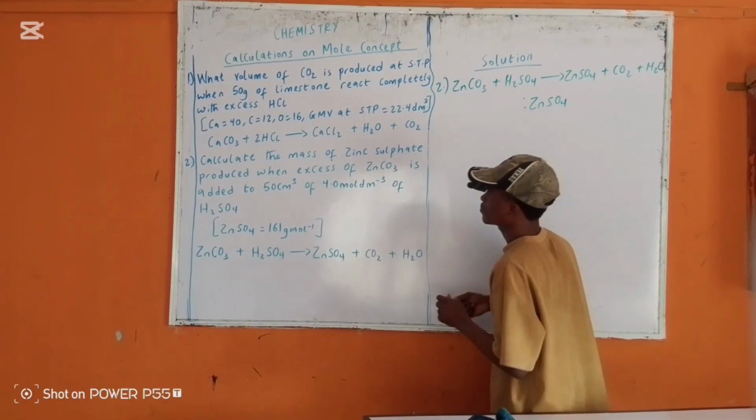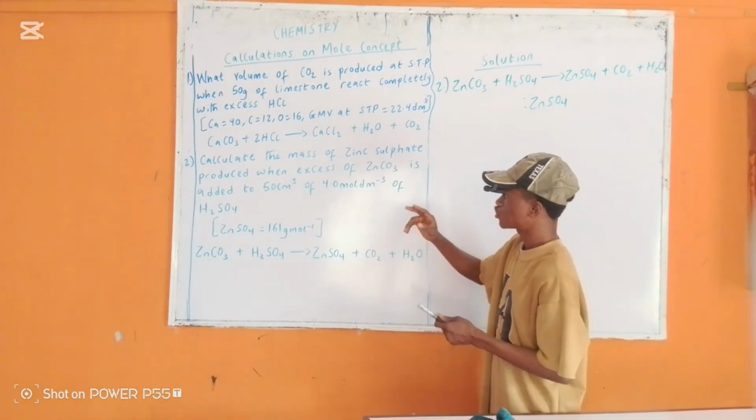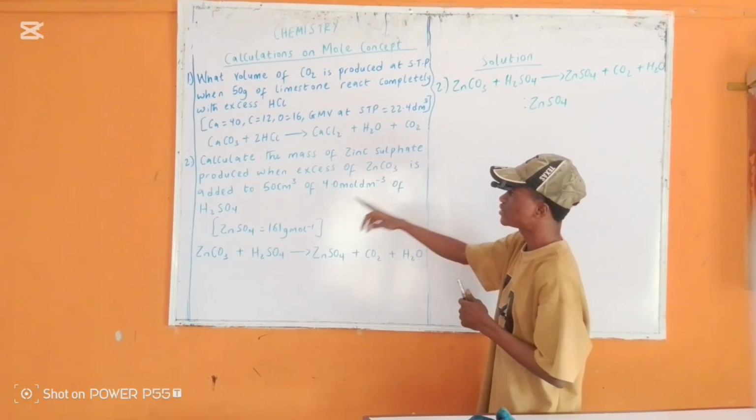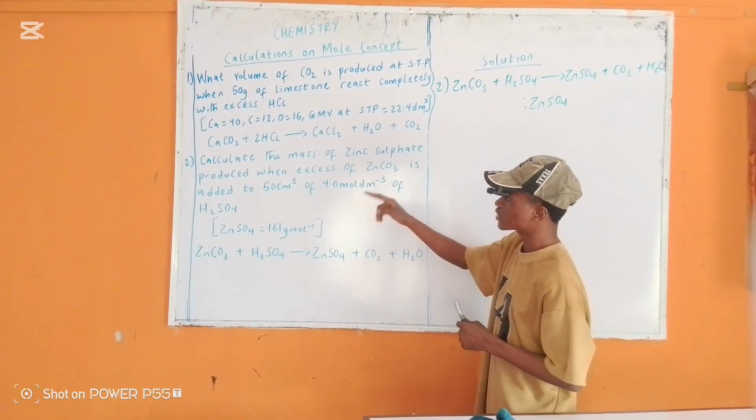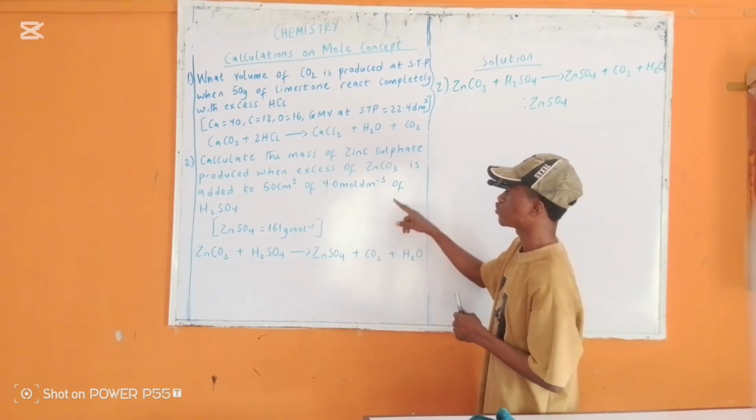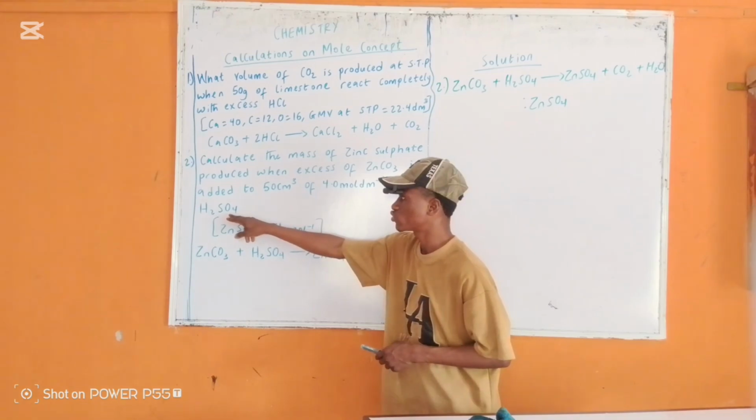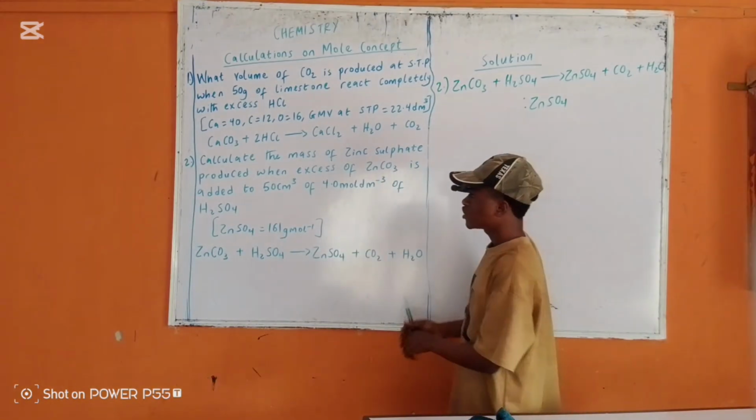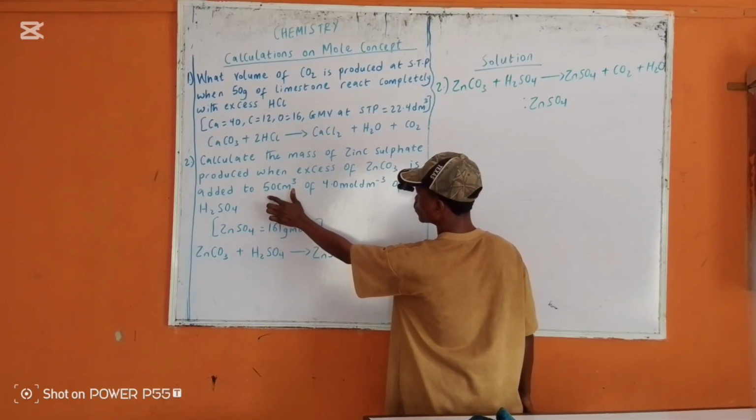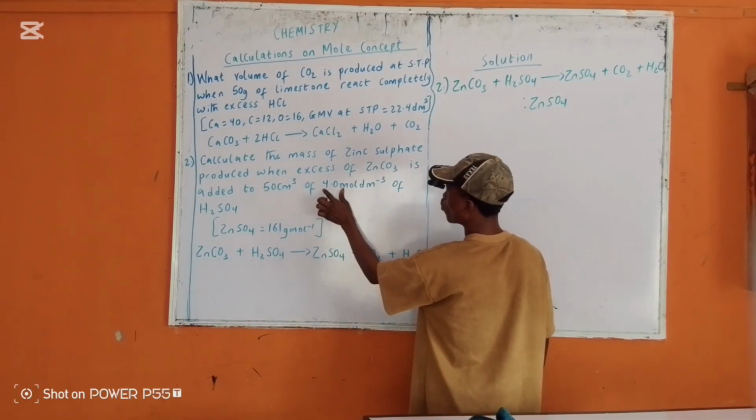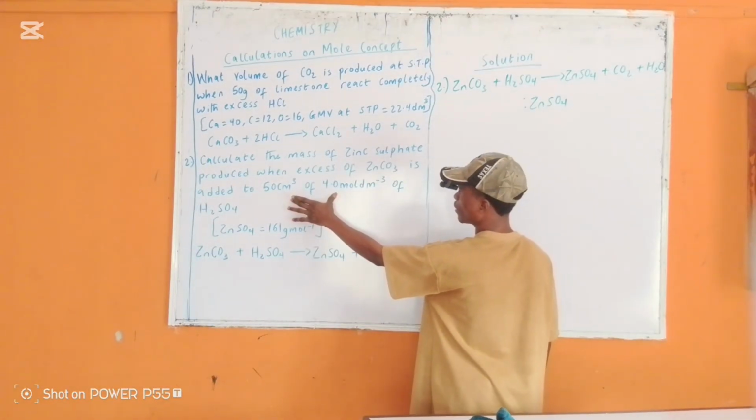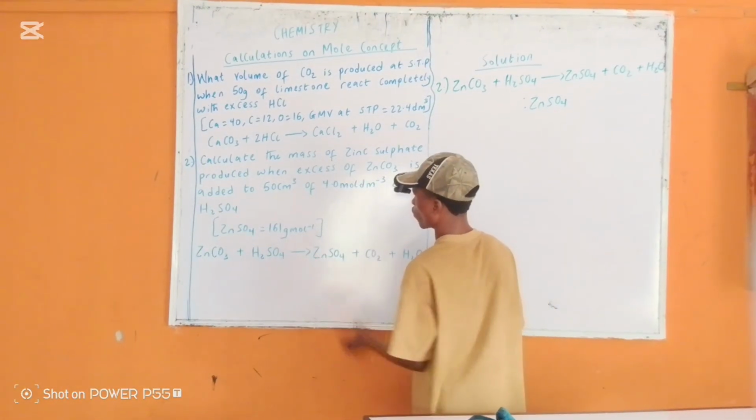Zinc sulfate produced when excess of zinc carbonate is added to 50 cm³ of 4.0 mol/dm³ of H2SO4. So the value for H2SO4 is what? 50 cm³ of 4.0 mol/dm³. So this is the value for H2SO4.